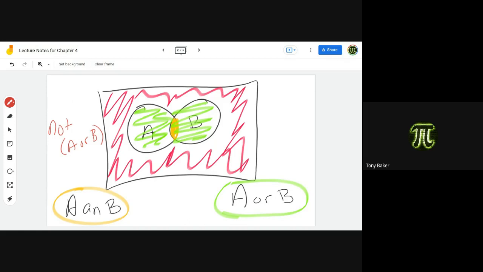Anybody in engineering, electrical engineering and stuff like that? You're going to see these come up when you do logic gates. AND gates, NAND gates, OR gates, NOR gates, all those are the logic gates. Very, very similar concepts to this.